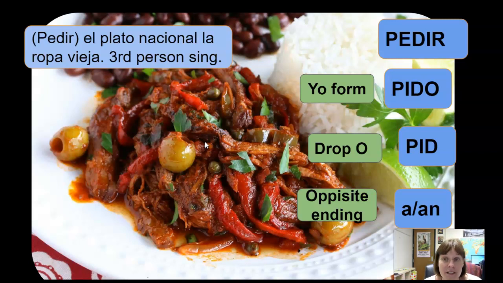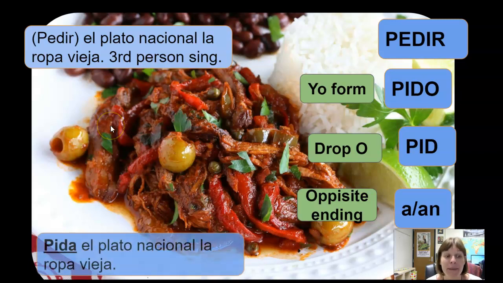And so pedir in the yo form, it's that really wonky stem changer where E changes to I, is pido. You drop the O and you get pid. You add the opposite ending and you would say pidan el plato nacional, la ropa vieja. So order the national plate, ropa vieja.